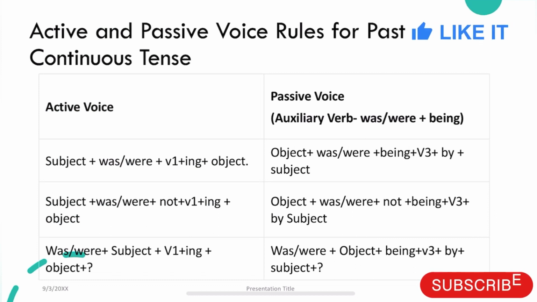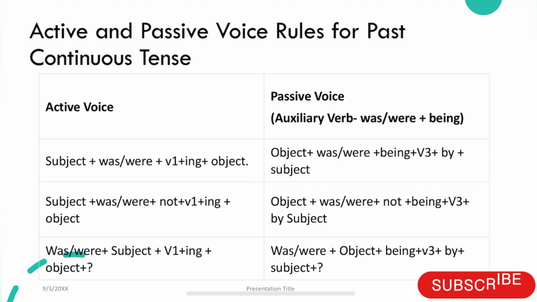Now we are talking about the past continuous tense. The first rule is subject plus was/were plus first form of verb plus ing and then object. The passive voice of this will be object plus was/were plus being plus third form of the verb, then by and then subject. And if I talk about the negative sentence of the past continuous tense, the rule is subject plus was/were plus not plus first form of the verb plus ing and then object.